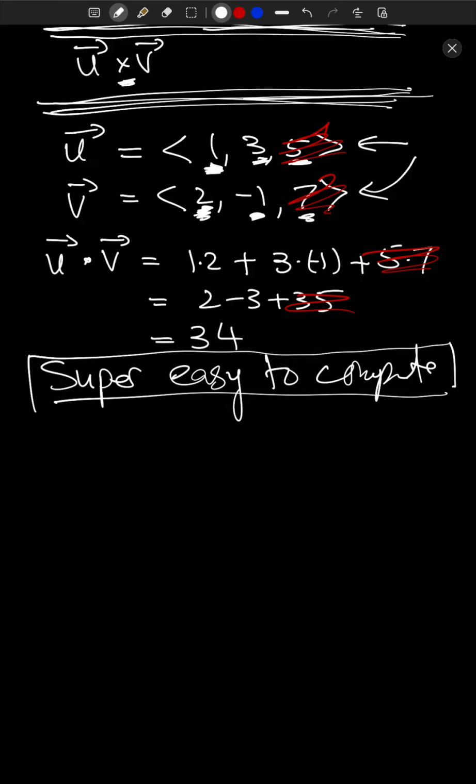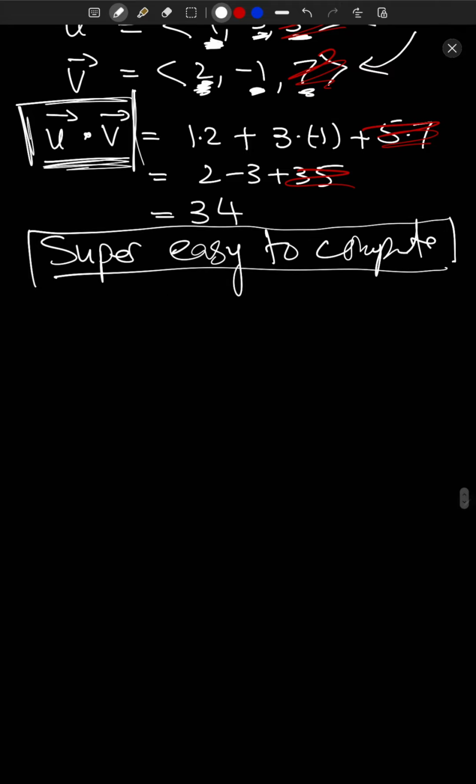Now, why would we care about such things? Why do we care about this kind of algorithm for interacting two vectors with each other? Well, what you can do is take this vector u, take this vector v, put them together like this, consider the angle between them, and close it off into a triangle.